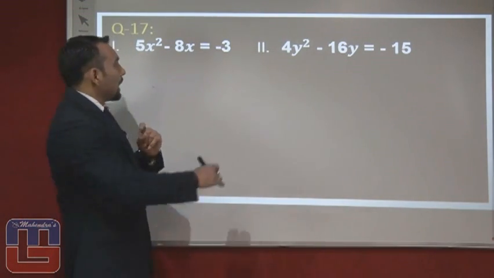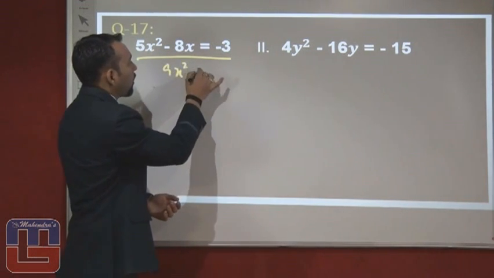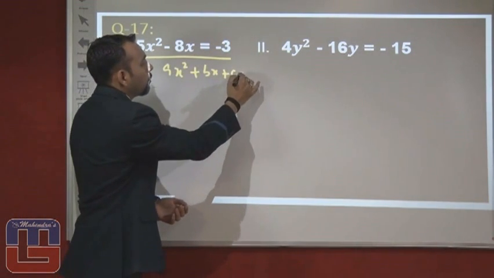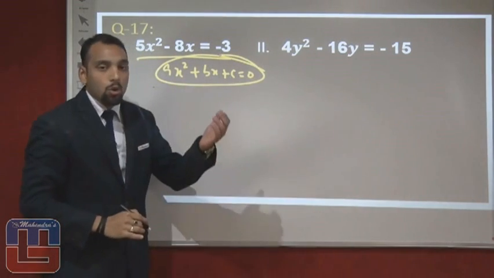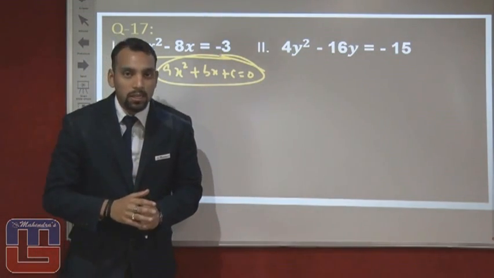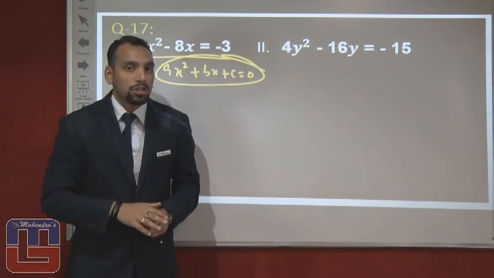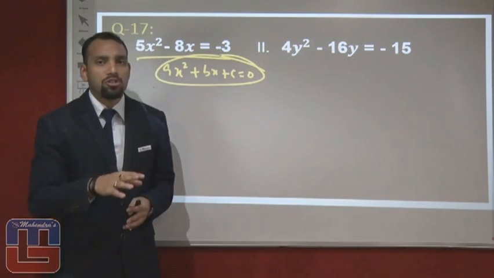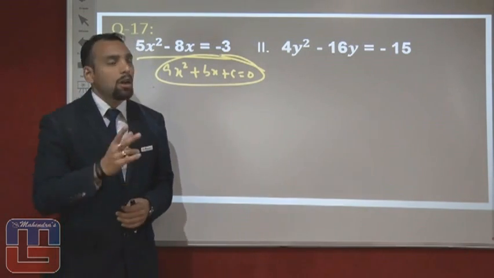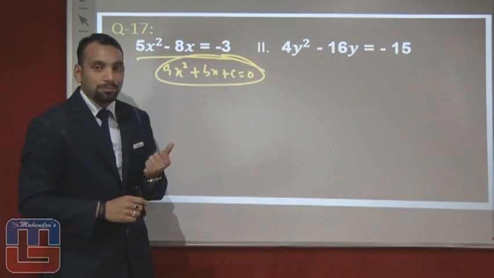Now see, it is a quadratic equation in the form of ax square plus bx plus c equal to 0. We already discussed that if the equation is quadratic, it has 2 values, whether both are positive, both are negative, or one positive and one negative, depending upon the question.